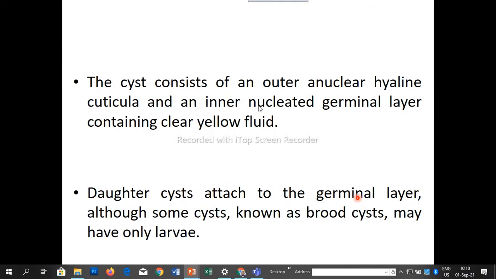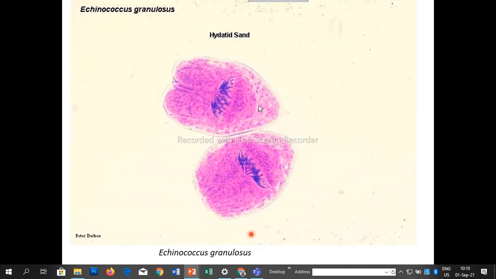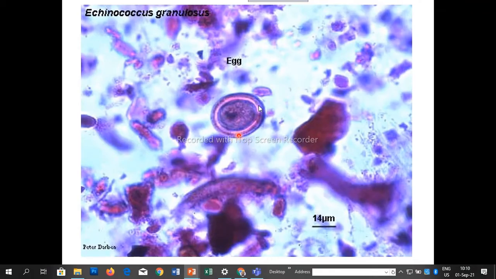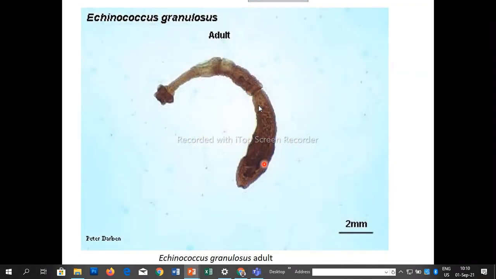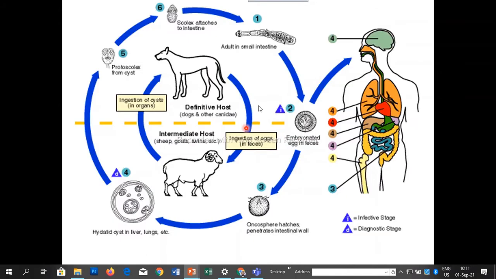The cyst consists of an outer clear hair-like cuticular layer and an inner germinal layer containing clear yellow fluid. Daughter cysts attach to the germinal layer, although some cysts, known as brood cysts, have only a lump. So this is a hydatid sand of Echinococcus granulosus. This is an egg that starts infection. But a human being doesn't have an adult worm. Human beings never have the adult worm because the cyst will form and it ends there, no further development.